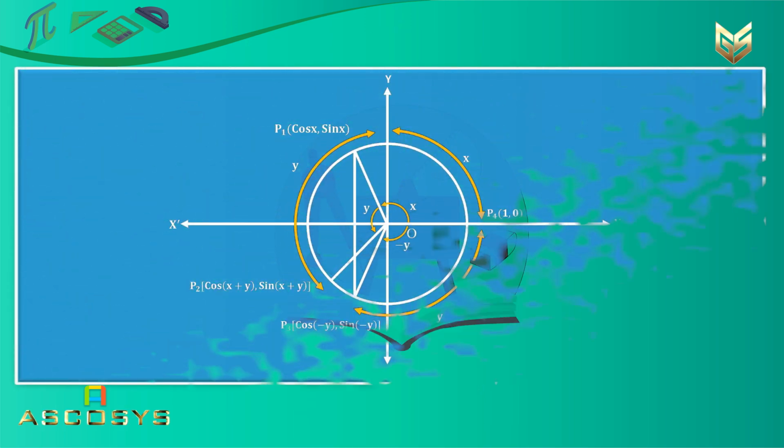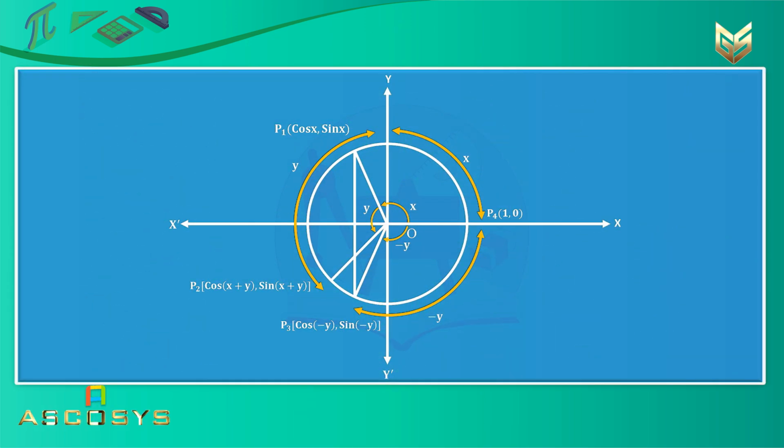To prove this, we will take the help of the figure which is shown here. In this figure, we have our coordinate axes x and y, and we have our unit circle whose origin is at O. In this unit circle, we have 4 points P1, P2, P3 and P4. We see that the length of the arc P1P4 is x, the length of the arc P1P2 is y, and the length of the arc P3P4 is minus y. And we see the corresponding angles subtended by these arcs at the center of the circle.